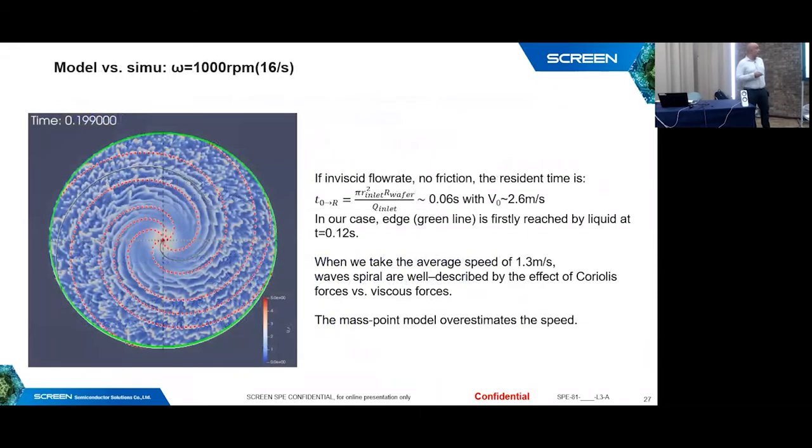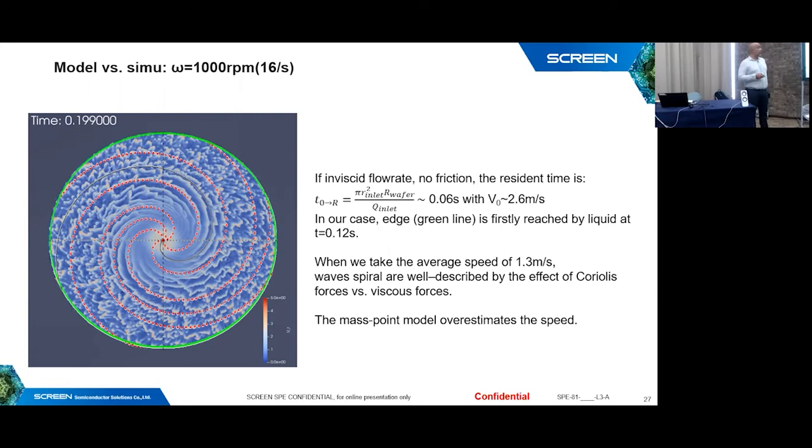And this is what you have in the red dots here. The green line is the wafer, so the limit of the disk, and the red part is the trajectory of one particle, with the speed. You can see that there is a nice correlation between the spiral in red and the pattern we have on the wafer.